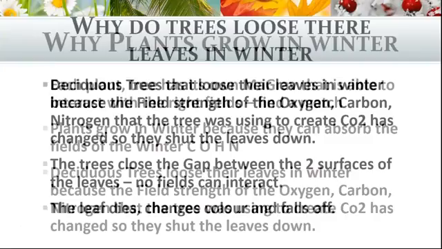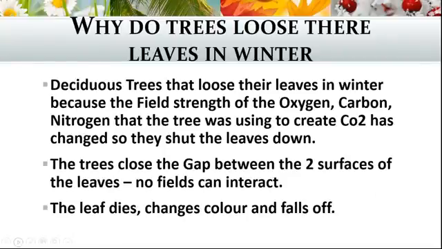As I said there, they lose their leaves in the winter, and essentially when the leaves die, it's the same as the gap between the two plates, between the two surfaces of the leaf closes, and so there can be no more field interactions. The internal structure of the leaf can't create the CO2 anymore, so the leaf just dies, changes color, and falls off the tree. So all the plant does is essentially just closes that gap down between the two surfaces of the leaf.